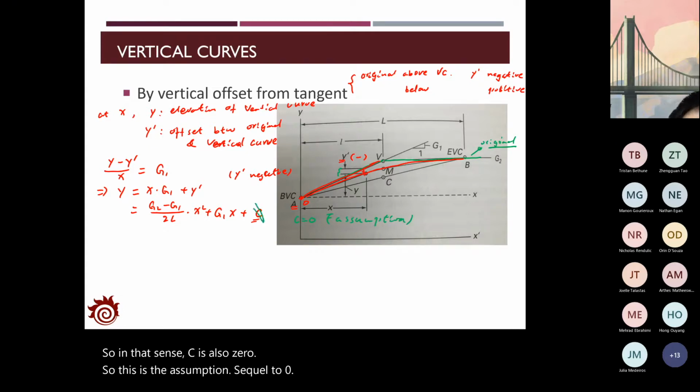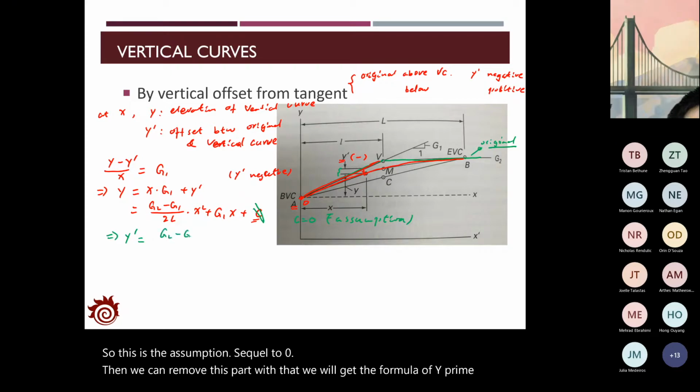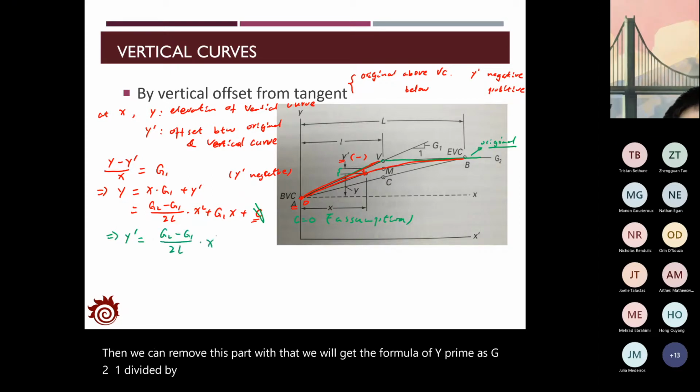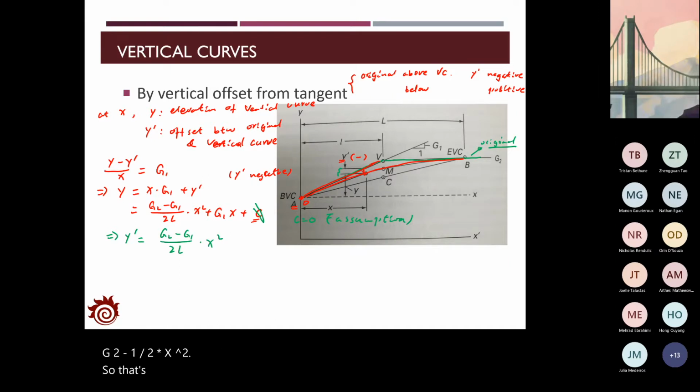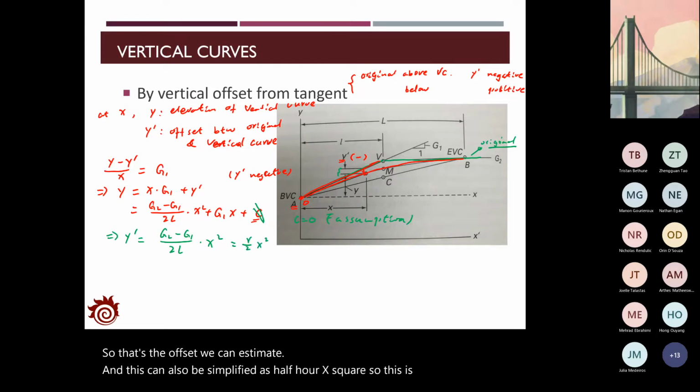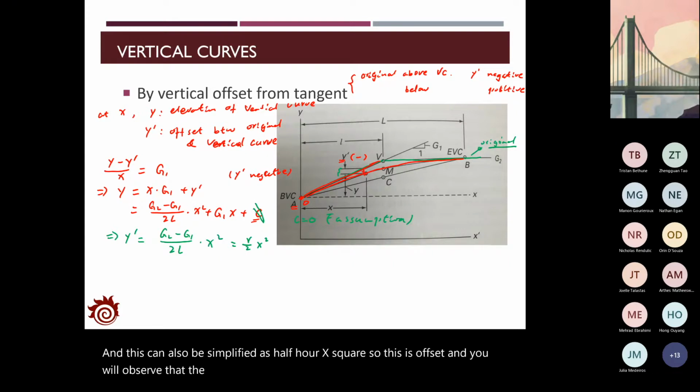Then we can remove this part. With that, we will get the formula of y prime as (g2 minus g1) divided by 2L times x squared. So that's the offset we can estimate, and this can also be simplified as half r x squared. So this is the offset, and you will observe that the maximum offset will be obtained at the point V. So at the point V, we have the maximum offset.